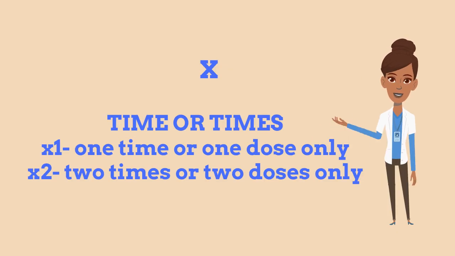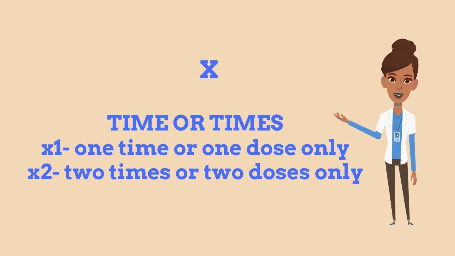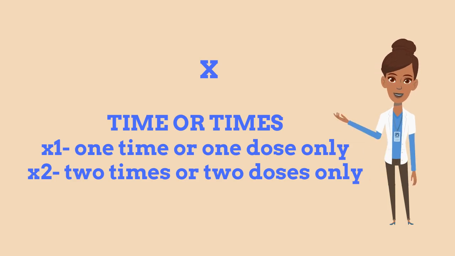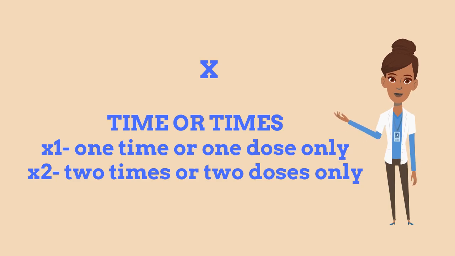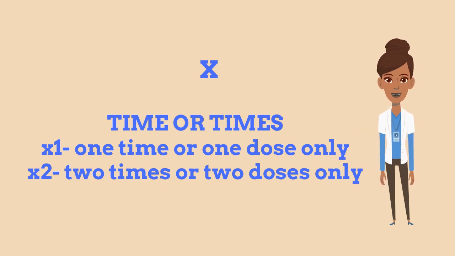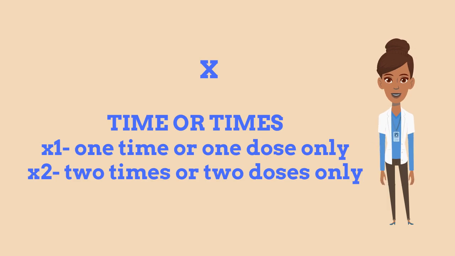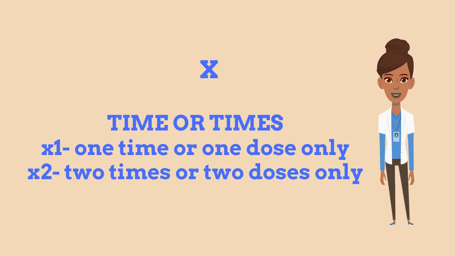X, which represents time or times. So you may see the doctor order saying, for example, Ventolin times 1, which means one time or one dose only. So only one dose of that medication, in this case Ventolin, would be administered. Times 2 would mean 2 times or 2 doses only of the drug ordered would be administered. And this can continue as needed. Times 3, times 4, it will be based on your patient's situation.